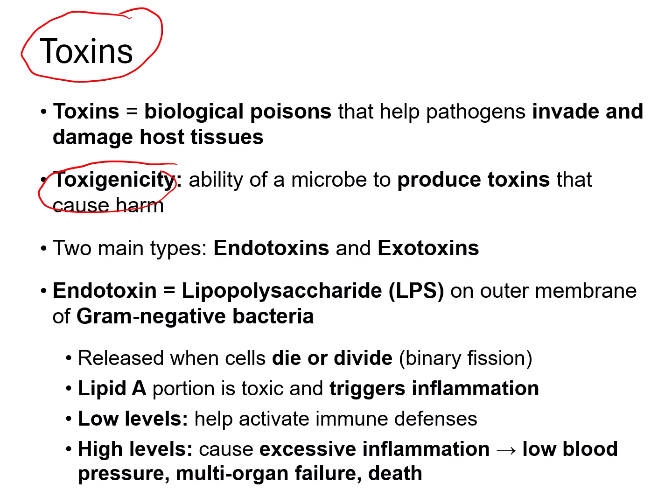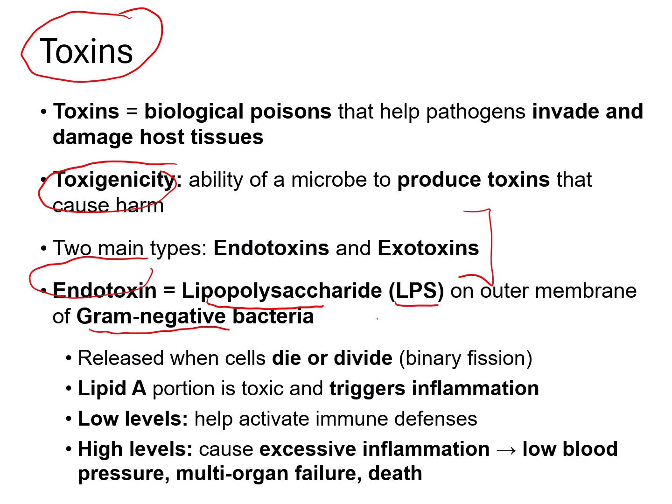There are two main types: endotoxins and exotoxins. So let's start with endotoxin. Endotoxin refers to that lipopolysaccharide layer, that LPS layer, found on the outer membrane of our gram-negative bacteria. When these gram-negative bacteria die or when they divide through binary fission, they release LPS into the bloodstream.